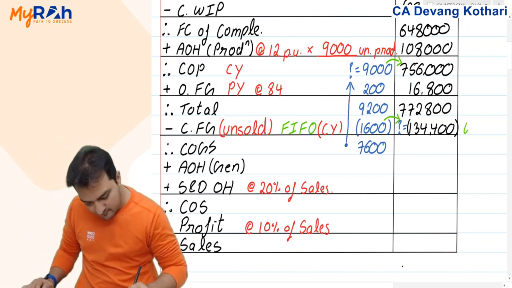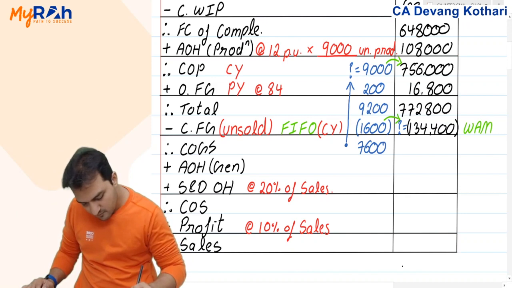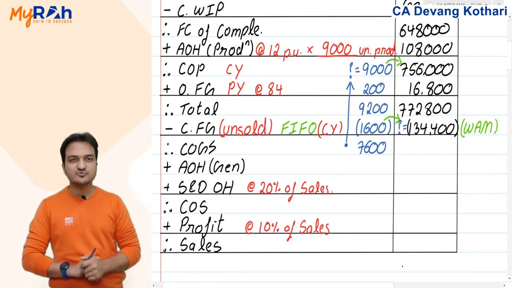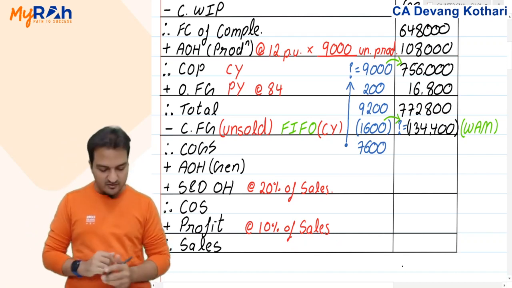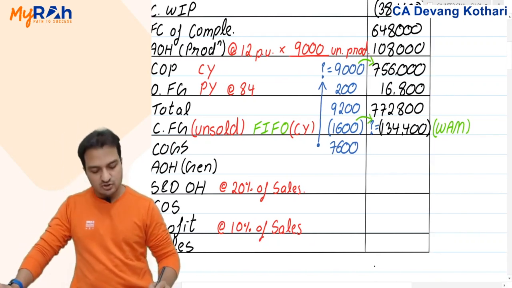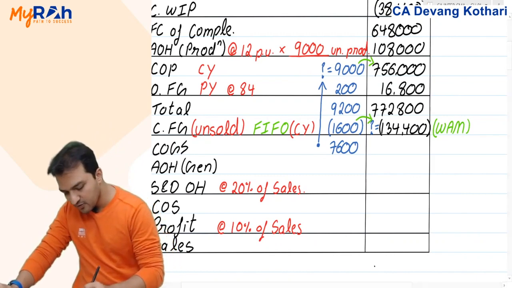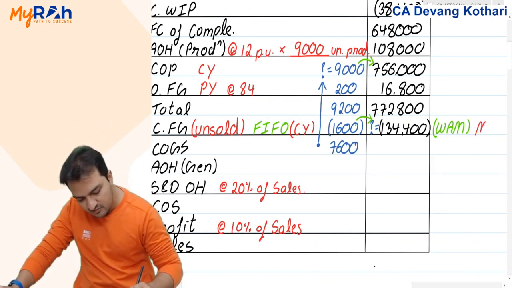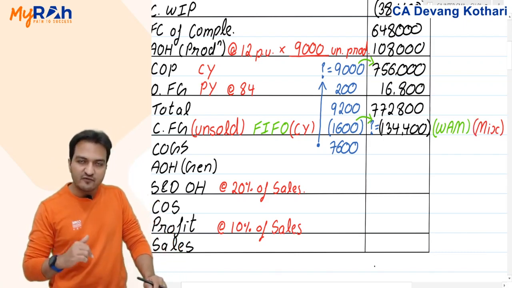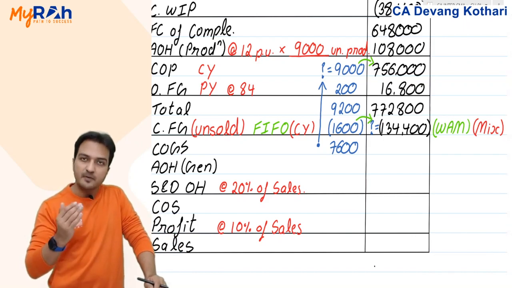to solve by weighted average method? Well, as per weighted average method, what was the logic? As per weighted average method, my closing FG should be valued at the rate of what? Closing will be valued based on the rate of mixture. Mixture means mixture of current year plus previous year. Mixture of current year plus opening.